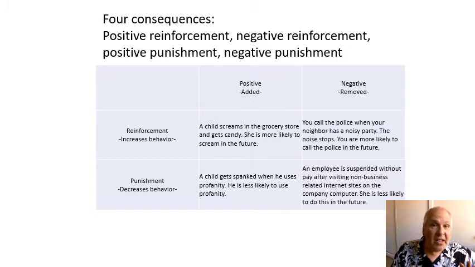So there's four types of consequences that you can have for a behavior. The consequence can be positive in that something is added to the situation. The consequence can be negative, something gets removed. And the result can be one of two things. Reinforcement increases behavior and punishment decreases behavior.